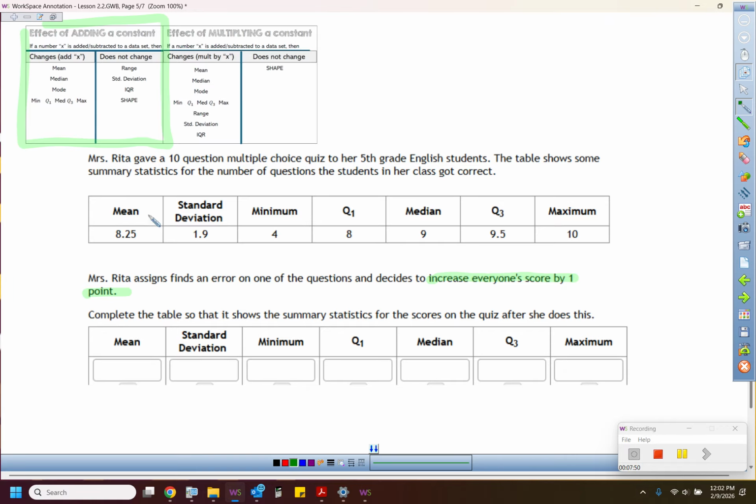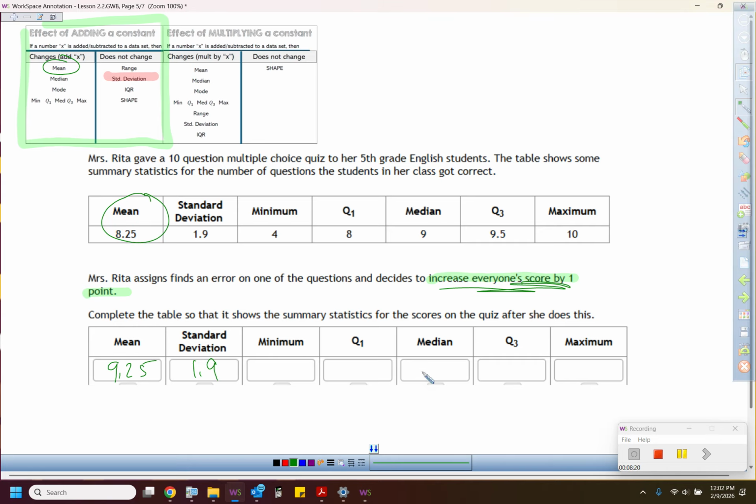So here is the mean, and how do you feel that mean changes, right? How will it change? By however she did. She added 1. Are you with me on that? So we will add 1. So that would be a 9.25. Does that kind of make sense of where I'm getting these numbers from? Right? We're just changing it by that amount. The next thing is standard deviation. Standard deviation does not change, right? Does not change. So 1.9.